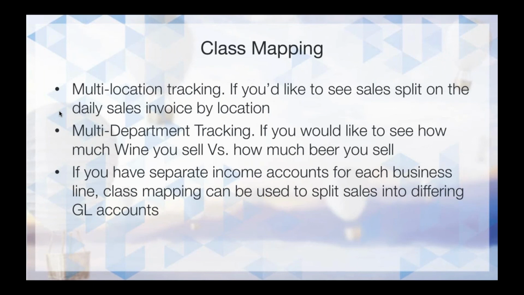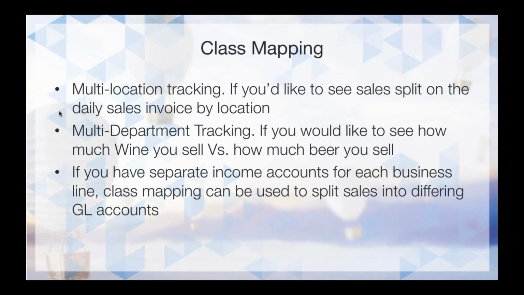So we talked about this briefly earlier. Class mapping can be used for multi-location tracking. It can be used for multi-departmental tracking. You could split by revenue centers. And where this comes in handy is if you have separate income accounts for each business line. If you have an income account for your beer and wine versus your hard alcohol versus your food, we can split those sales into any of those accounts and in any number of directions necessary.